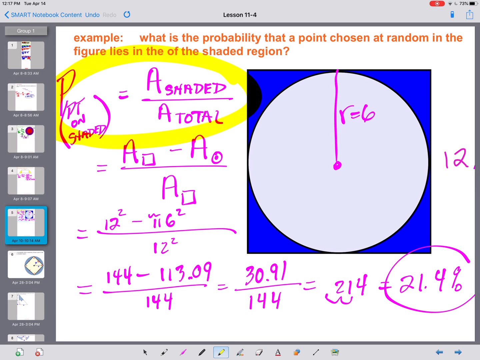This right here is how you start these problems. The probability that the point is on the shaded region is the area shaded divided by area total. From that point on, it all depends on your shapes. That's the end of lesson 11.4.